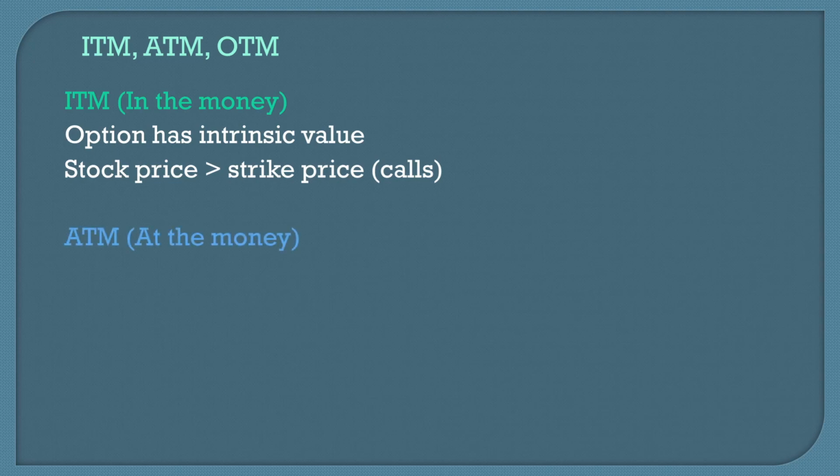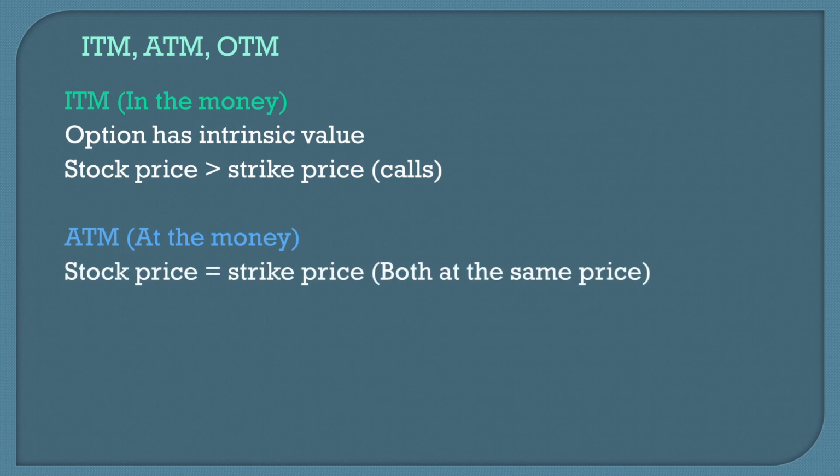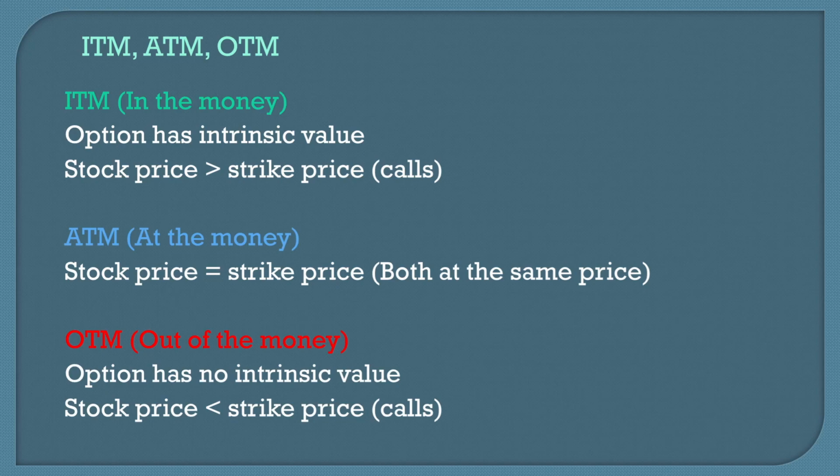For ATM, this means at the money. When both the stock price and the strike price are at the same number, your option is considered at the money. Now for OTM, this stands for out of the money. So this means your option has no intrinsic value. Using the examples of calls again, this refers to call options where the strike price is higher than the stock price. Now let's take a look at a quick example to understand these terms.